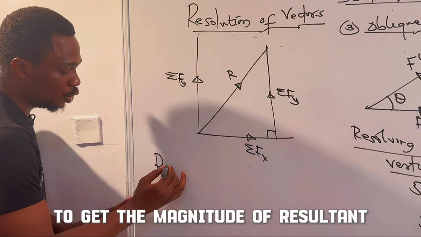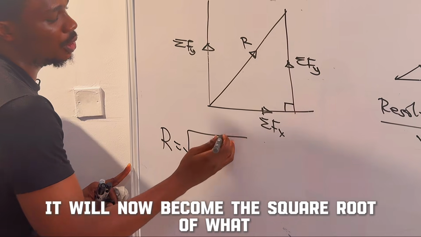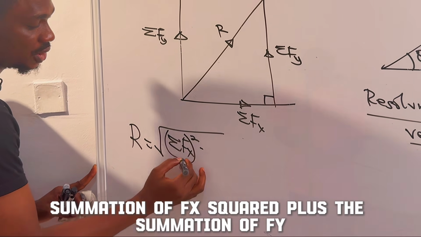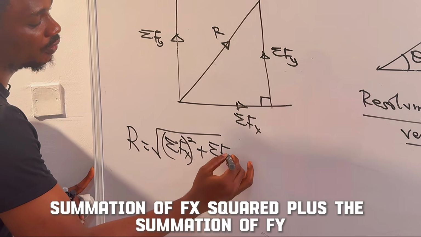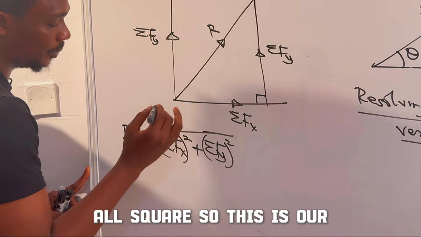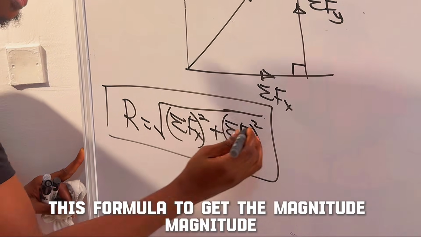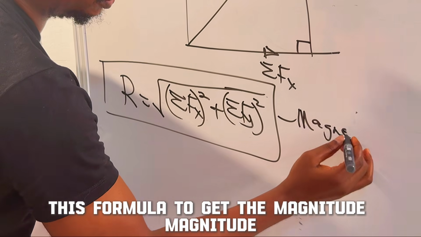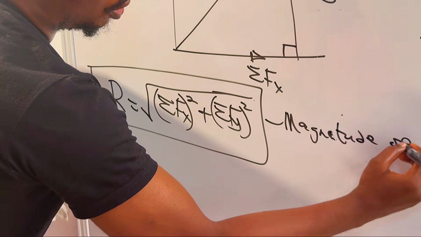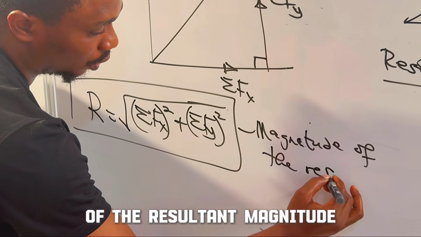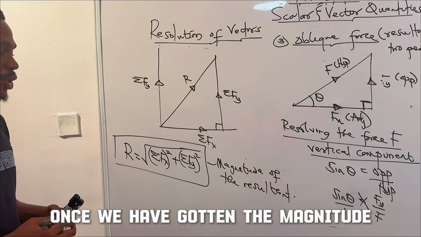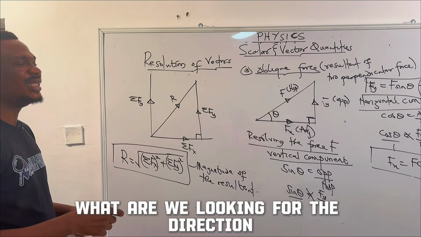To get the magnitude of the resultant, it will now become the square root of what? Summation of Fx squared plus the summation of Fy all squared. So this is the formula to get the magnitude of the resultant. Now, the next thing we need to do, once we have gotten the magnitude, what are we looking for? The direction.